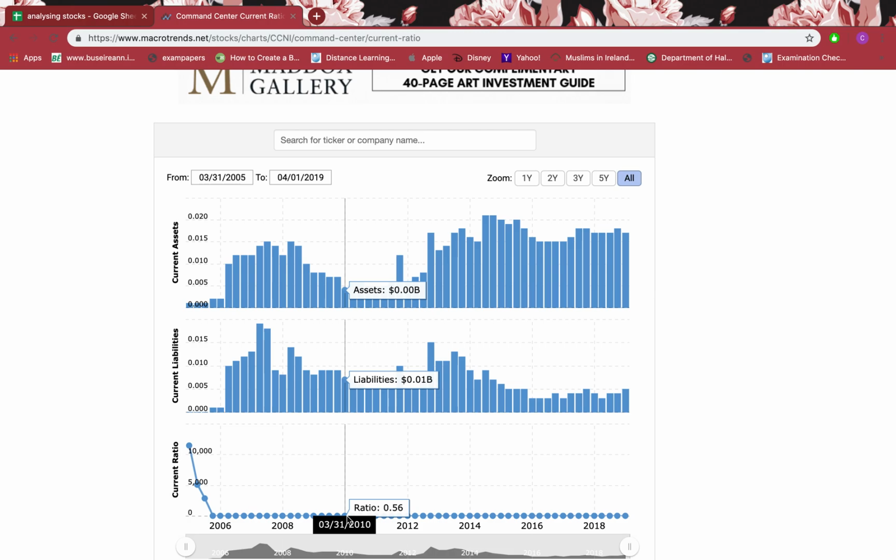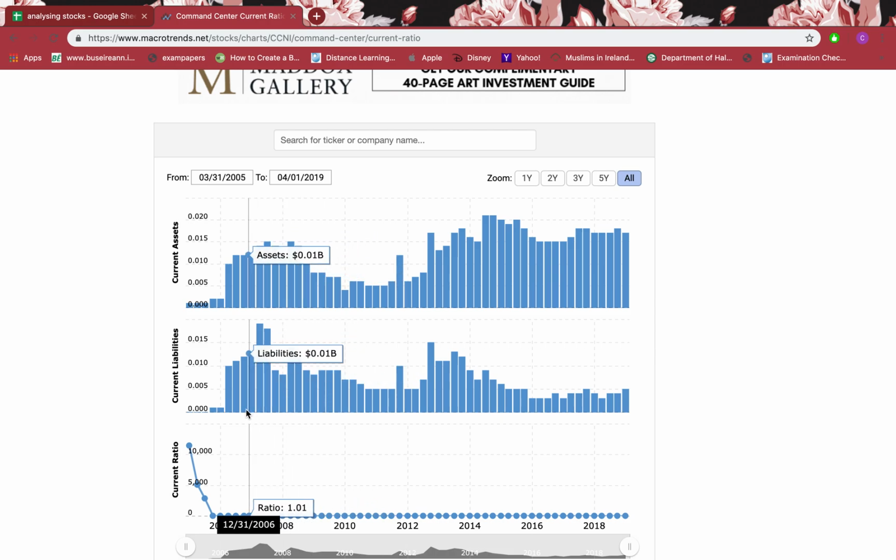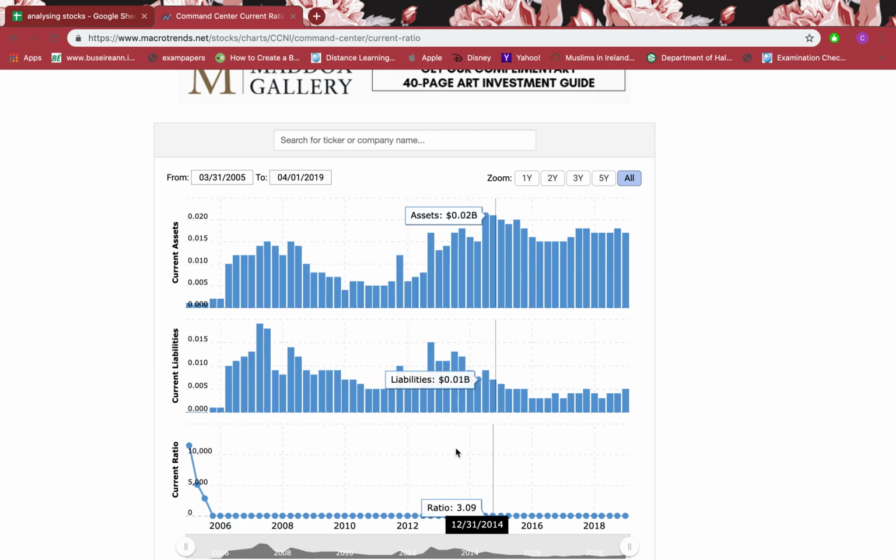If you just look vertically up, the liabilities are much more than the assets. So this means the stock was risky at that time because liabilities were more than the assets. If I go back, the liabilities are still more than the assets continuously, and it fluctuates up and down. But from 2014, the situation has improved and it's above 1.5. So in 2014, it became a safe stock, right?